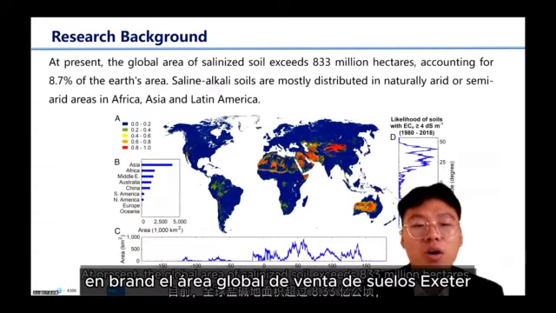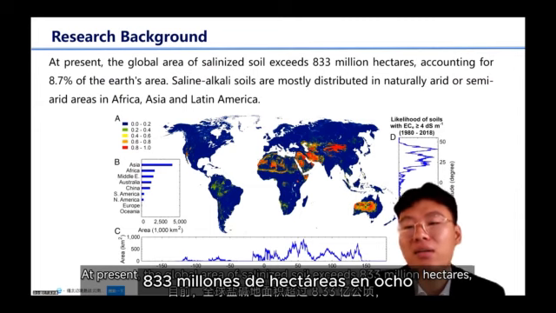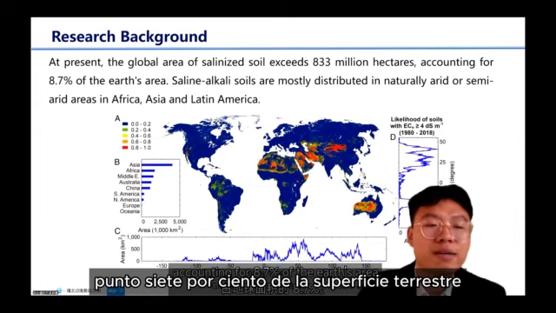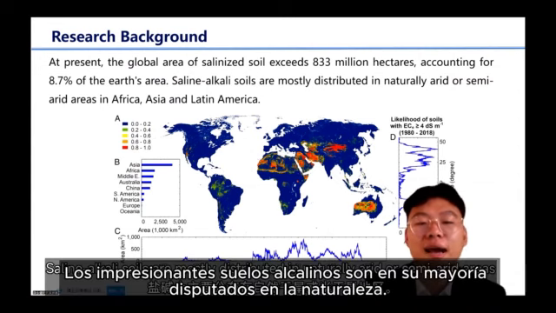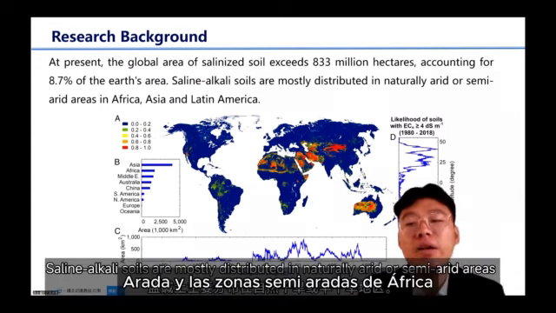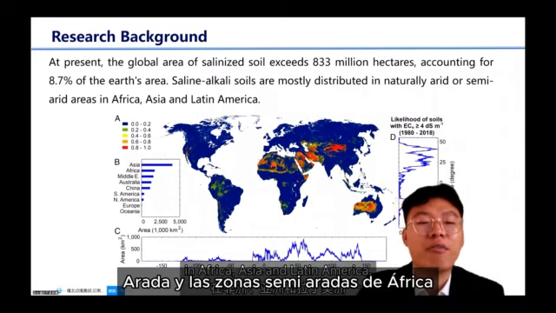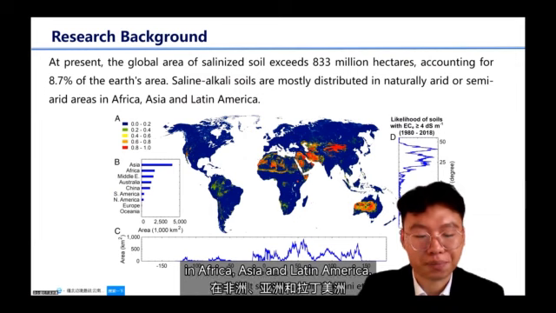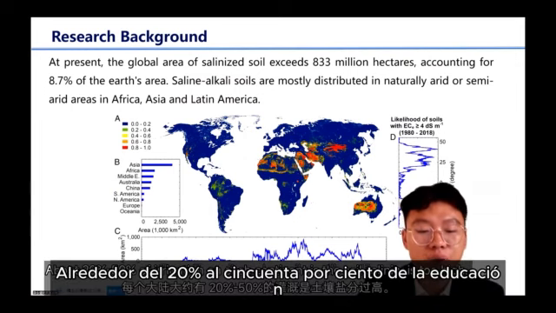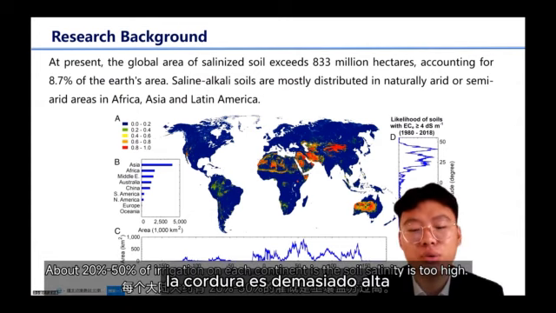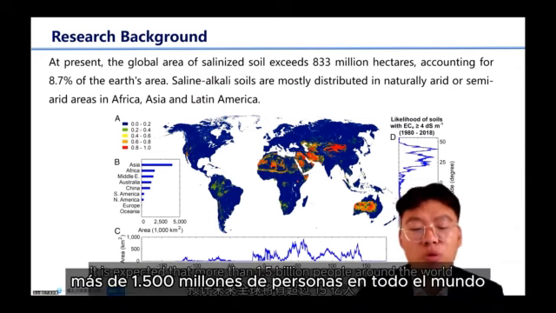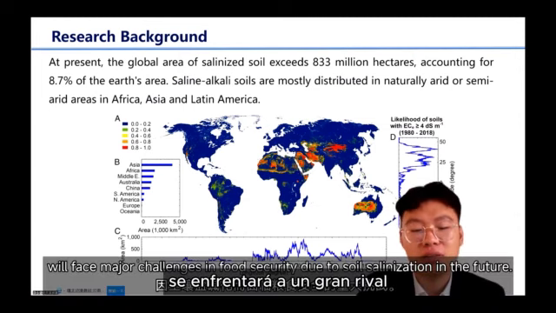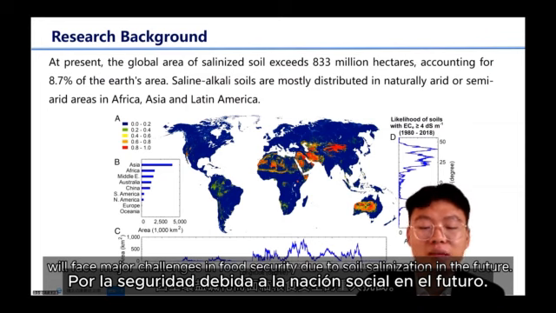At present, the global area of saline soil exceeds 833 million hectares, accounting for 8.7% of the Earth's area. Saline alkali soils are mostly distributed in naturally arid and semi-arid areas in Africa, Asia, and Latin America. About 20% to 50% of irrigated land on each continent has soil salinity that is too high. It is expected that more than 1.5 billion people around the world will face major challenges in food security due to soil salination in the future.